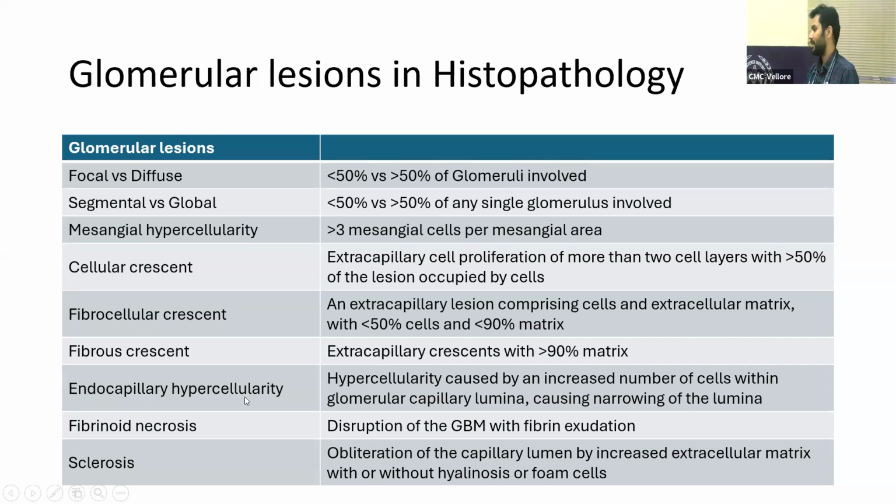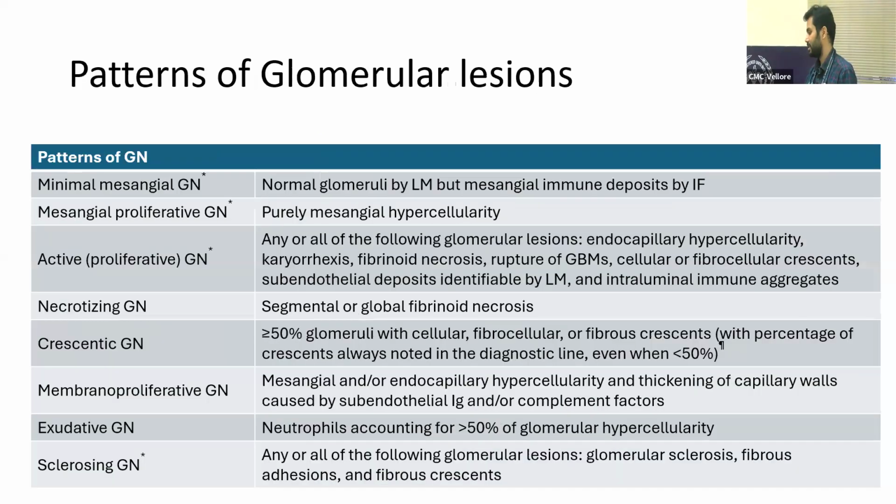And endocapillary hypercellularity, which I will show you next. In normal biopsies, the capillary lumens will not have many cells except some RBCs. But if you have lots of inflammatory cells in the capillary lumen, that indicates endocapillary hypercellularity. That indicates inflammation is so severe. And fibrinoid necrosis can be seen in vasculitis and so on. Sclerosis is seen in chronic conditions.